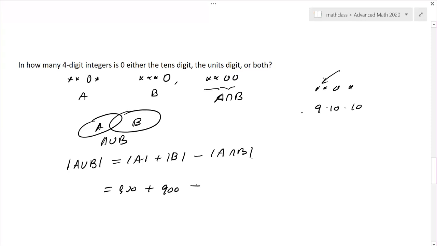Now for the last one, you only have 90, because you only need to select the 2 digits. So the first digit cannot be 0, so 9 choices. Second digit is 10, so it's 90. So the answer will be 1,710. Right.